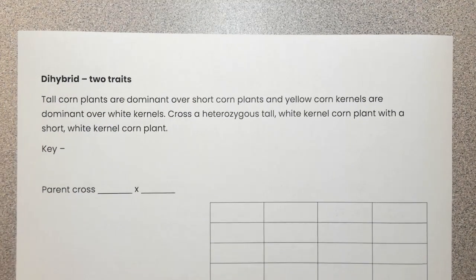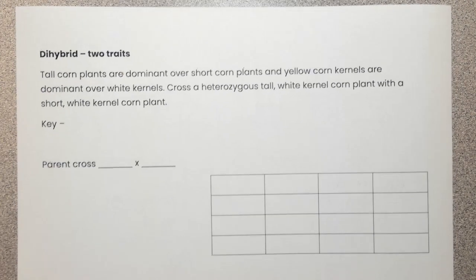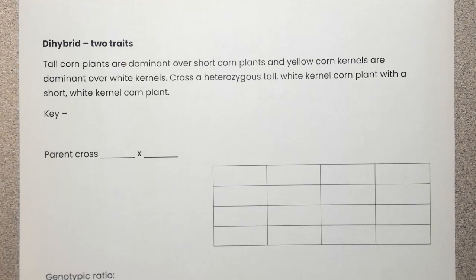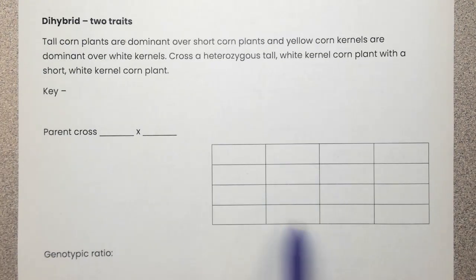Okay, on the other side, we're going to look at dihybrid traits, and dihybrid, di means 2, so we're looking at 2 traits. So they're worked out real similar, except we're looking at 2 different traits now. So when we have 2 traits, you're going to have 16 boxes instead of 4.